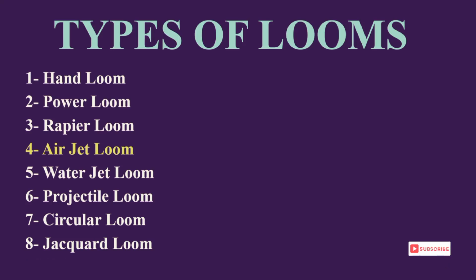Types of looms, our series of topics nowadays. There are different types of looms: hand loom, power looms, rapier loom, air jet loom, water jet looms, projectile looms, circular loom, and jacquard looms. They have different applications and purposes, and our objective of these looms is the same, but they work on different working principles for different mechanisms or for different fabric applications.